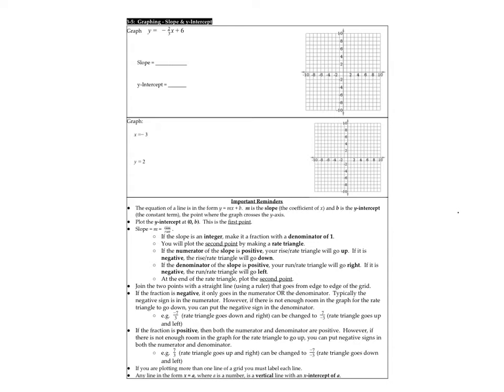I'm going to now show you a different way to graph these direct and partial variation questions that are not word problems. And this is going to be using the slope y-intercept method.